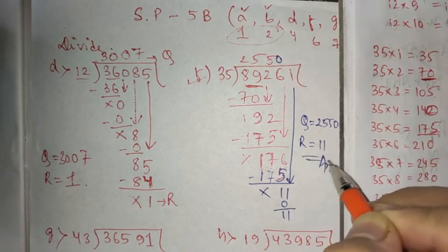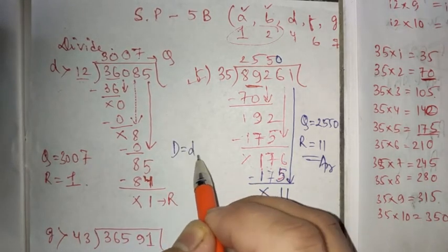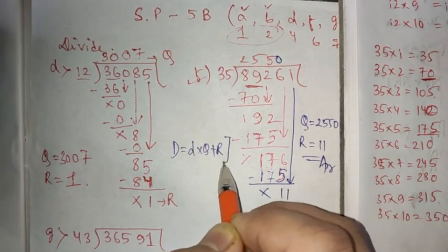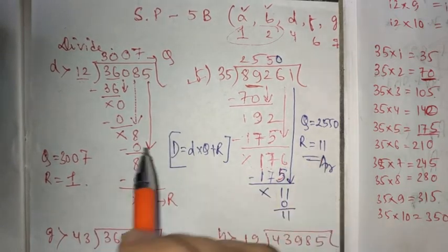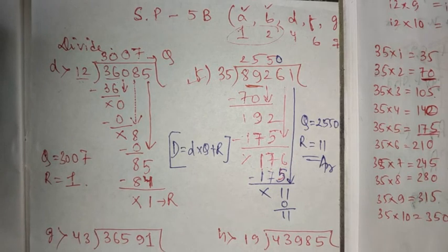Alright, you can cross check this using the formula which I gave you yesterday: Dividend is equal to D into Q plus R. Using this formula you can cross check whether the process you have done and the numbers you have used are correct or not. Okay, so let us proceed to the next question.